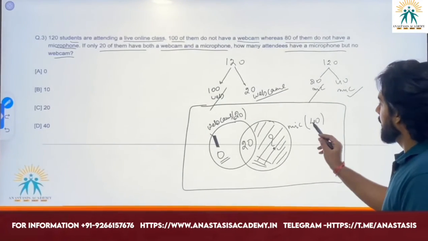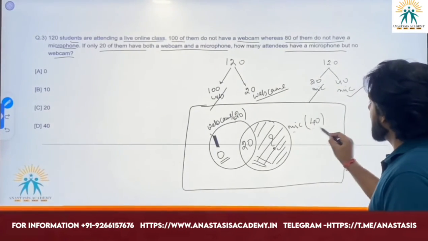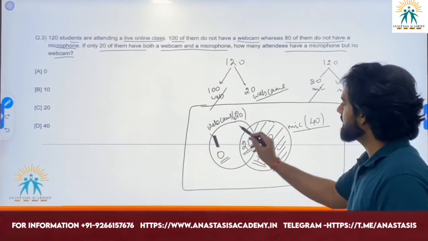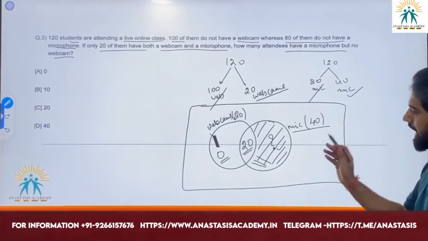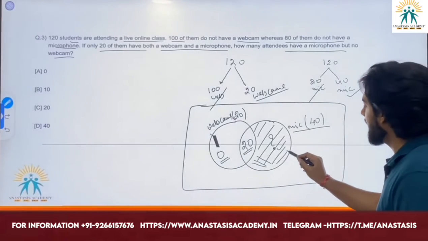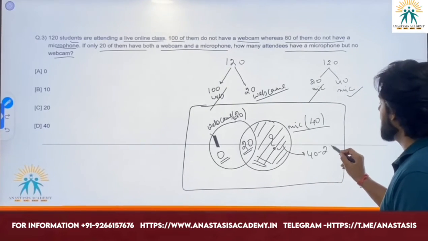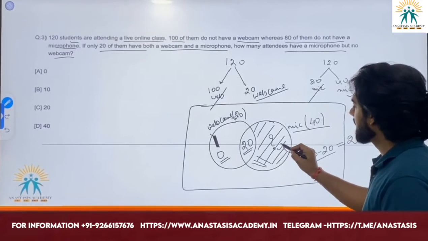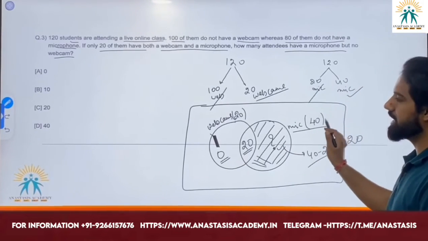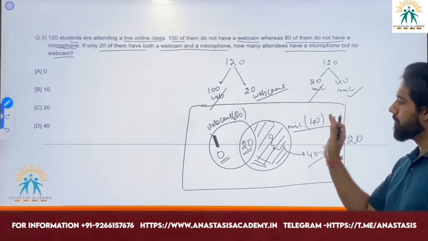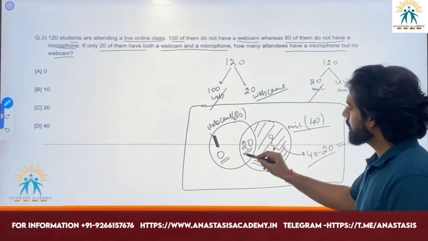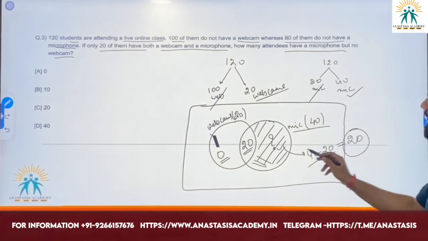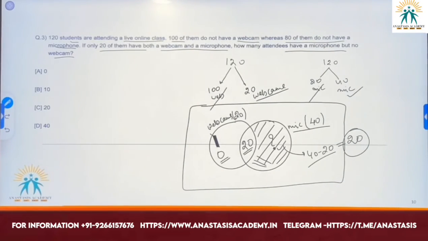Now total 40 students have a mic, and out of these 40, 20 students have webcams and mic also. So I can say 40 minus 20. These 20 students have only a mic, because the total of the mic is 40. But out of those 40, 20 have a webcam also. So the 20 left would be having only a mic.